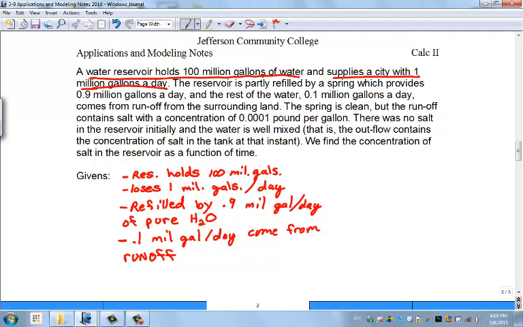And it says the spring is clean, but the runoff contains salt with a concentration of 0.0001 pound per gallon. Alright, so the runoff has a salt concentration, so with salt concentration of 0.0001 pounds per gallon.